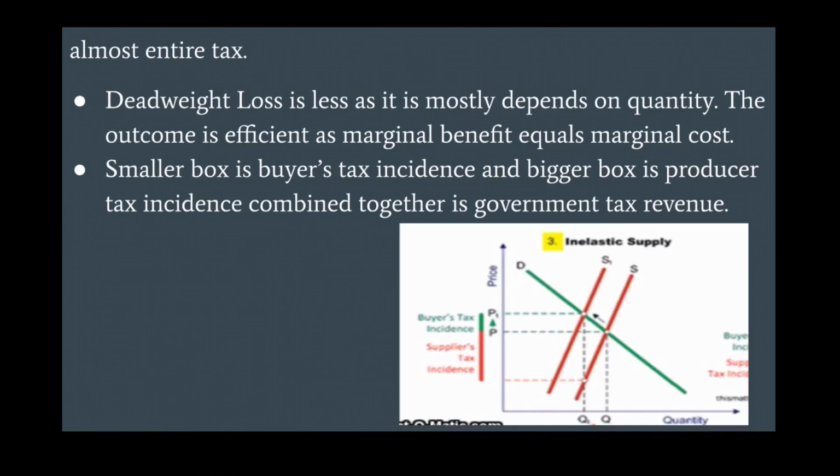Deadweight loss is less as it mostly depends on quantity. The outcome is efficient as marginal benefit equals marginal cost. The smaller box is the buyer's tax incidence and the bigger box is the producer's tax incidence. Combined together is the government tax revenue, which is shown in the picture.